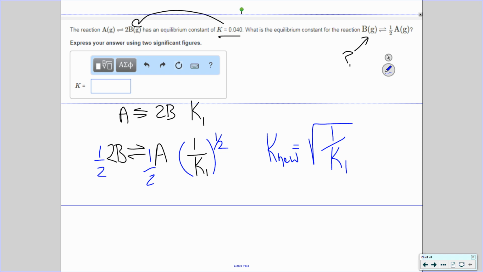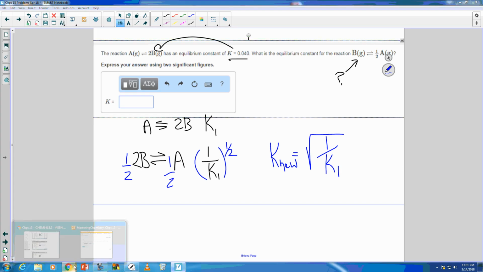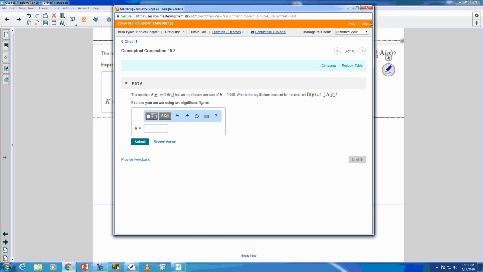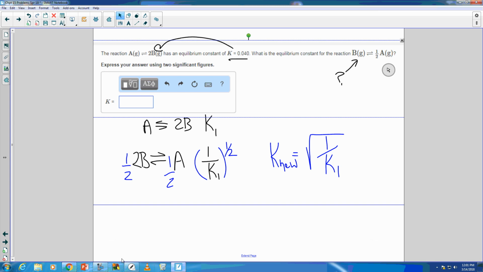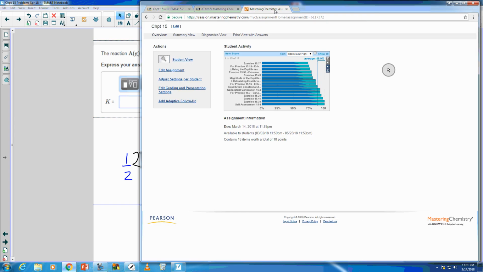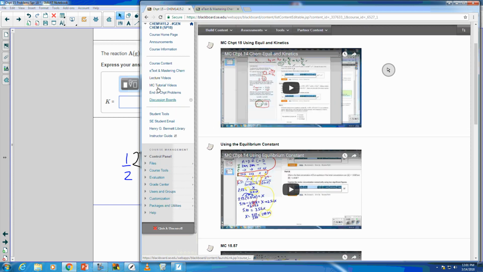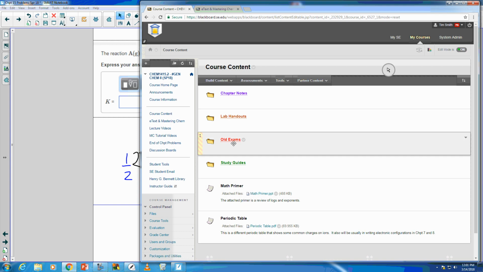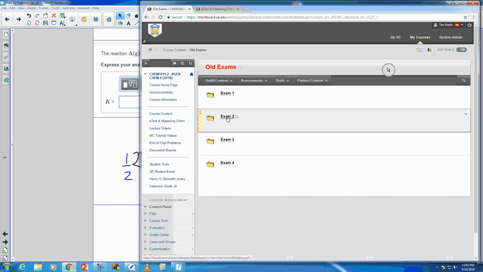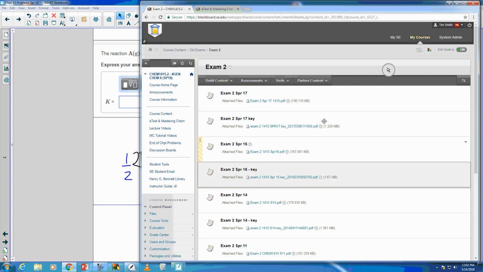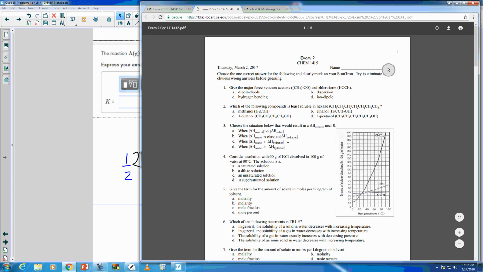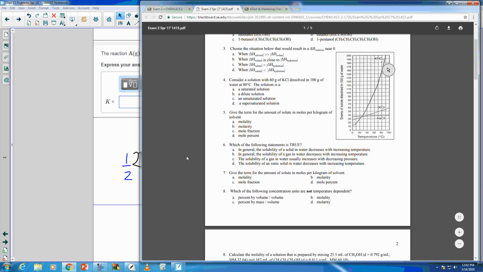Okay. All right. So is that it for the Mastering Chemistry? Go to exam questions. Okay, look at exam questions then. So, close that up. Content, old exams, 2 or 3? Exam 2. All right, which one? The first spring, 17, okay. So what problem am I looking at? Number 24. Number 24.